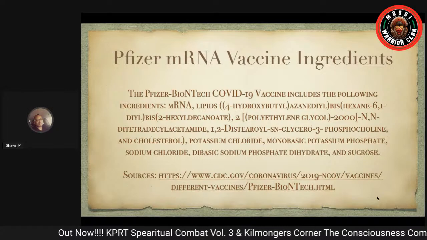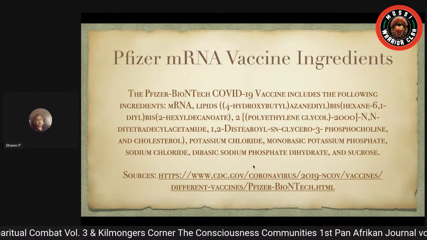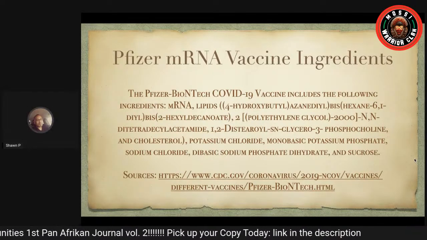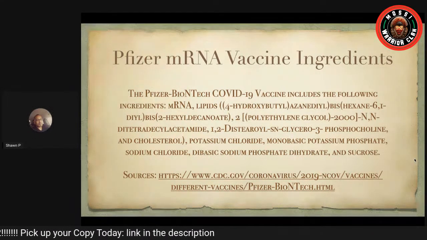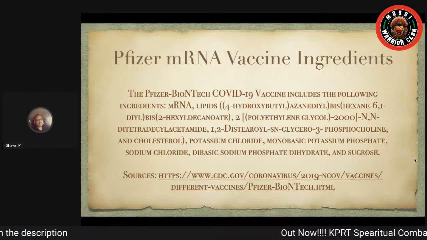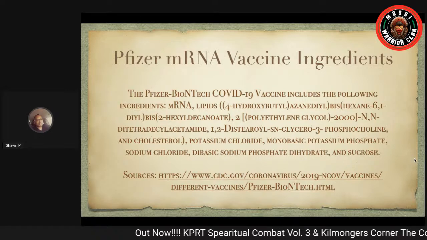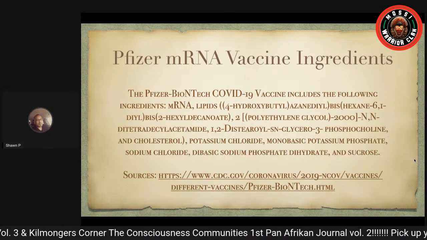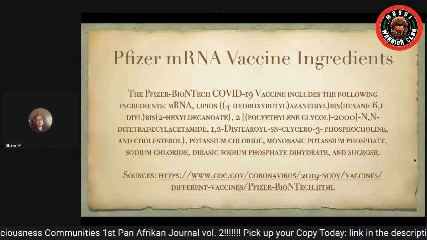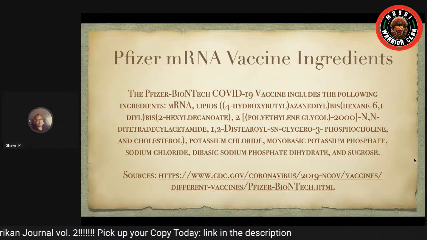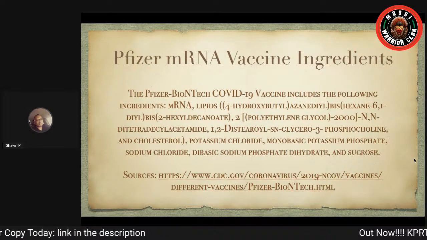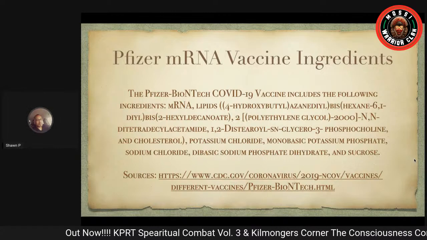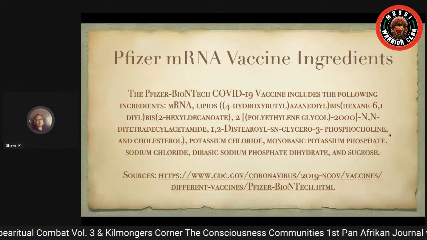Pfizer's mRNA vaccine ingredients is similar, but not the same. All right, it includes the mRNA, lipids. This has a 4-hydroxybutyl azanediyl, and then it has a bis(hexane-6,1-diyl), and then it has a bis(2-hexyldecanoate), and then it has 2-polyethylene glycol 2000, and then it has the N. What is that? Ditetradecylacetamide, and then 1,2-distearoyl-sn-glycero-3-phosphocholine, and then cholesterol, potassium chloride, monobasic potassium phosphate, sodium chloride, dibasic sodium phosphate dihydrate, and sucrose. This is what CK got in her body right now.